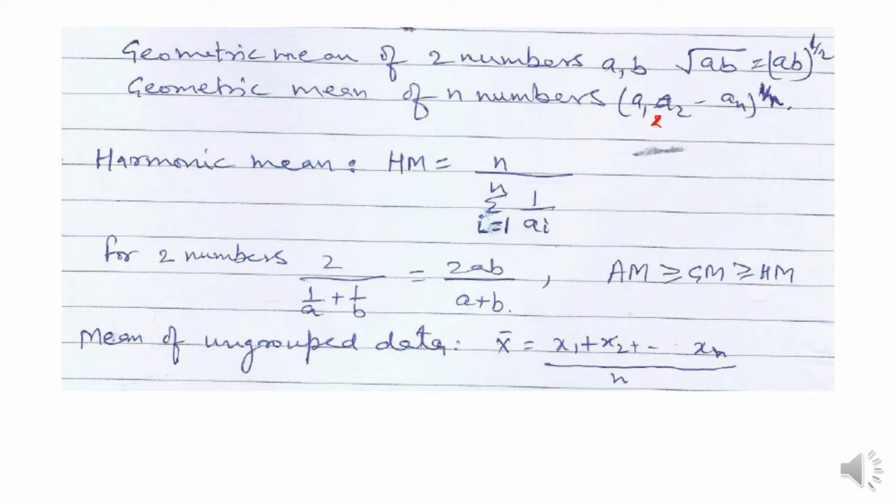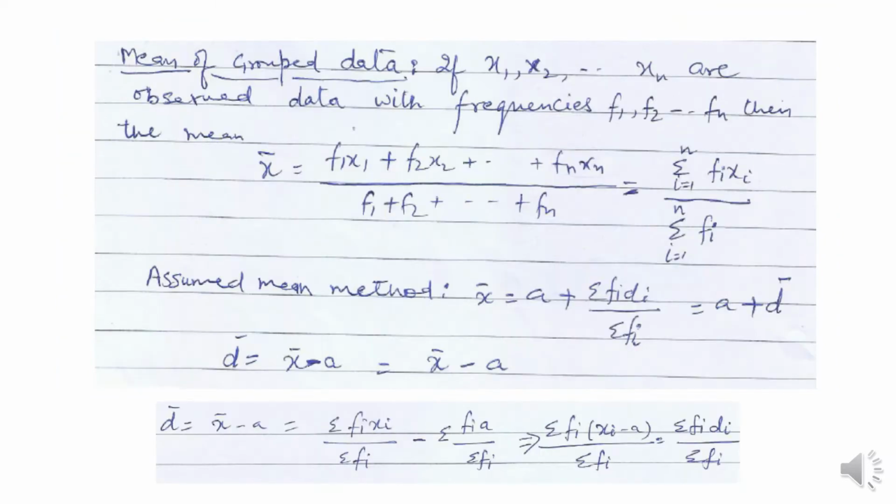And mean of ungrouped data, whereas data may be grouped like 10 to 20, 20 to 30, 30 to 40, like this we have grouped data. And for ungrouped data, some numbers are there, as I said in the previous slide, x1 plus x2 plus xn upon n, which will give you x bar.